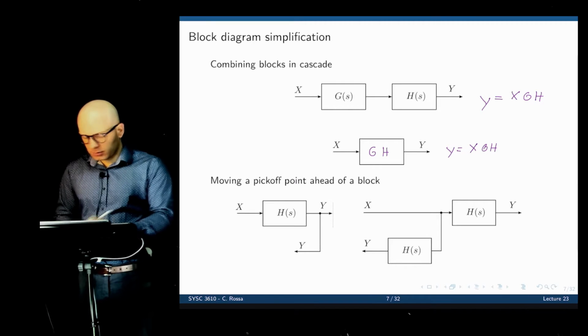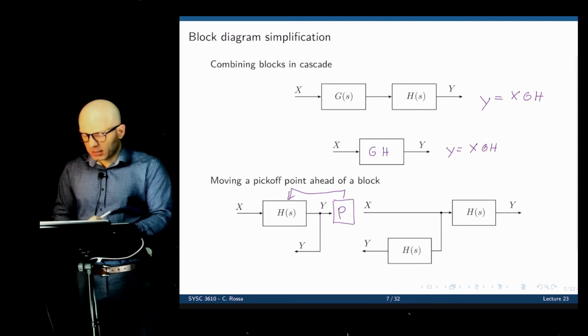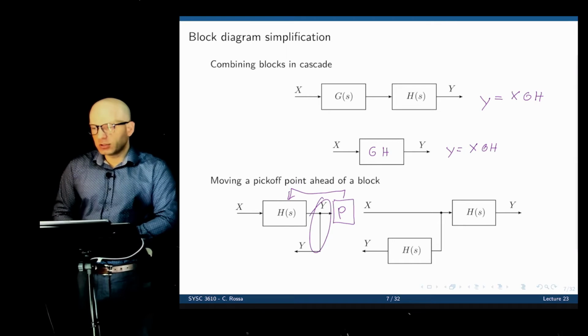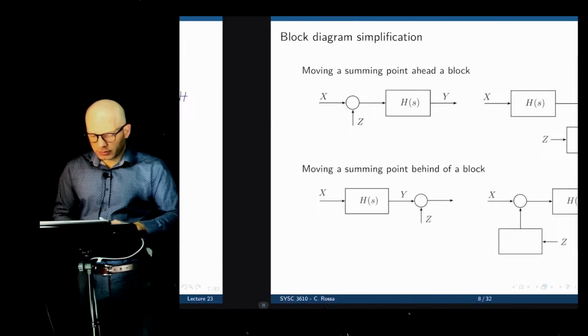If we had a function here, function p, we cannot simply combine p and h in the same block now. Oh, got it. Thanks. Right? Because if we do that, then we lose the signal that we need for something else. Well, that's the advantage of then moving the pick-off point somewhere else.